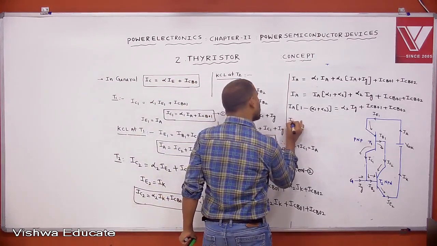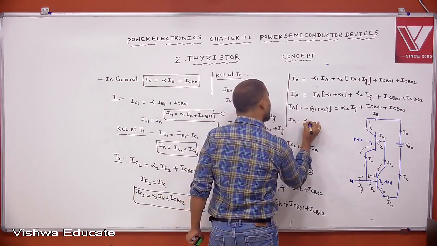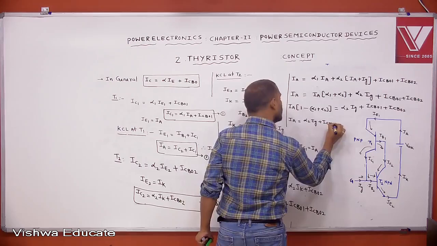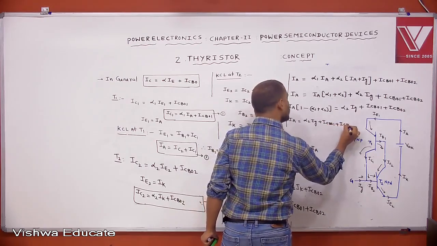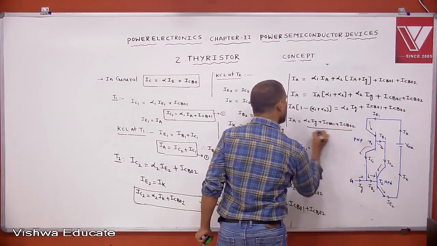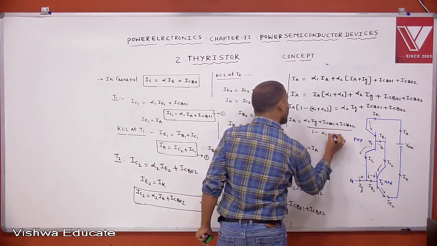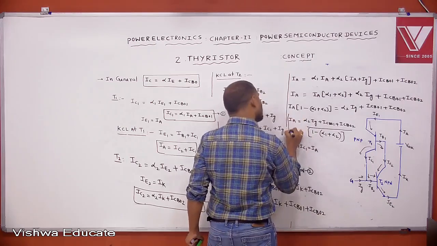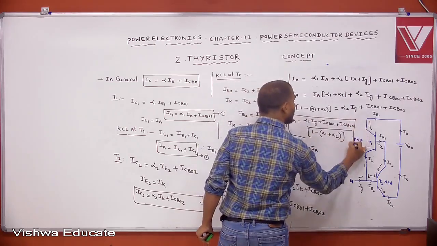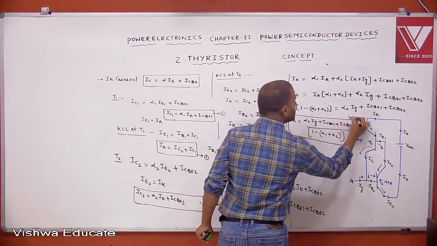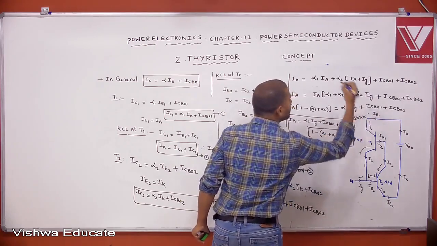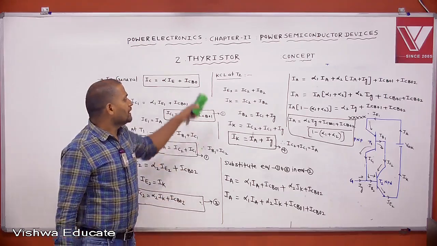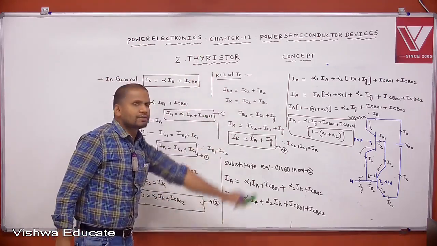Now from this we can get one standard equation. Anode current equals alpha 2 IG plus ICB01 plus ICB02, divided by 1 minus alpha 1 plus alpha 2. And this is the standard equation in two transistor analysis. From this we can explain any turn-on method. To get this standard equation, I am doing this analysis.